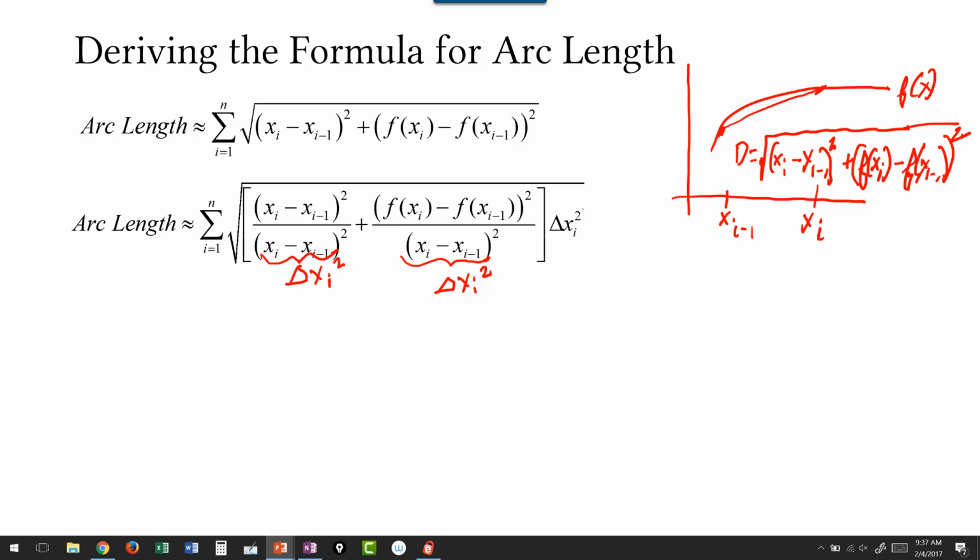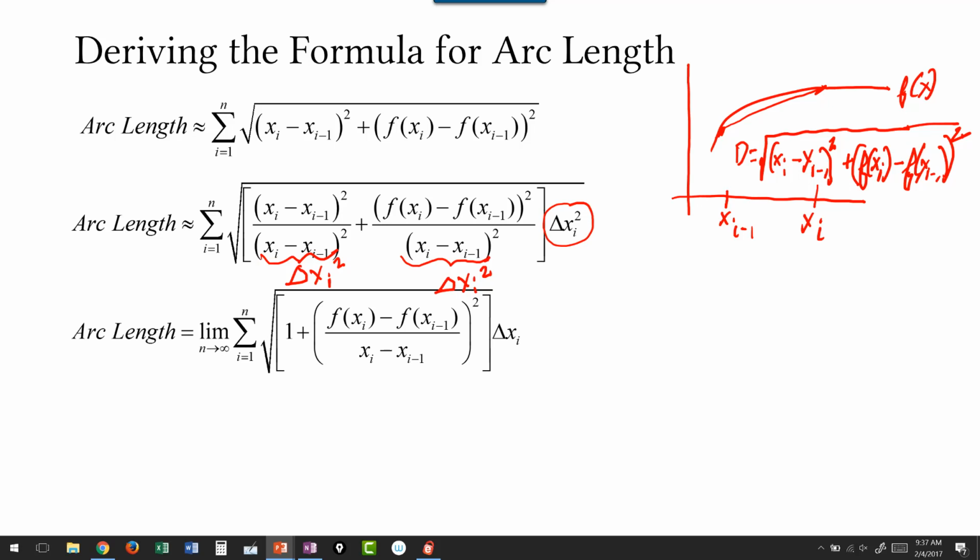So that what I'm doing is dividing by delta xi squared, but at the same time, so I don't change the value of the expression, I'm multiplying by delta xi squared. You can check that nothing's changed by multiplying through by the delta xi squared. We would get cancellation with the denominators and would be right back to where we started.